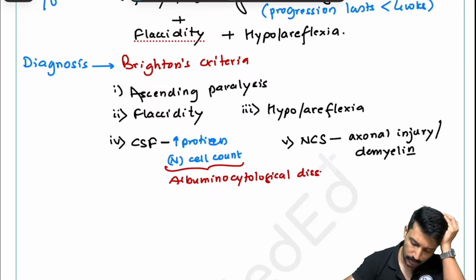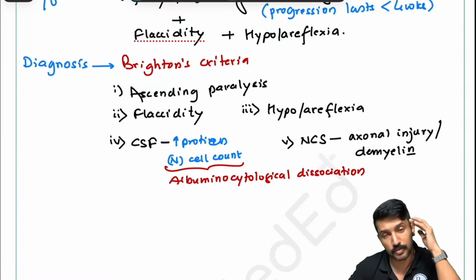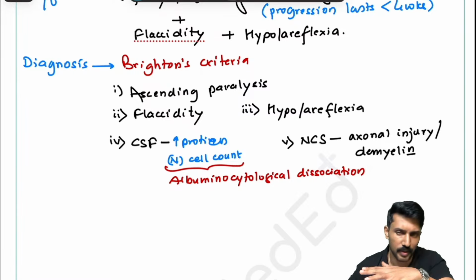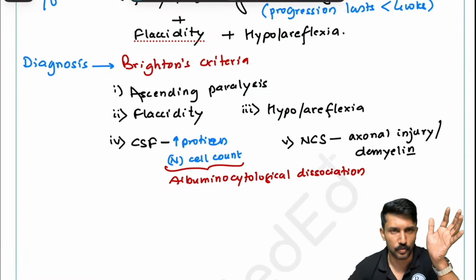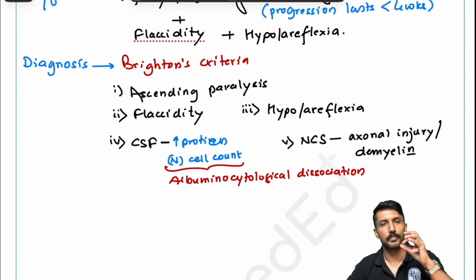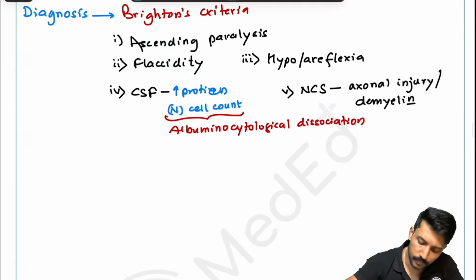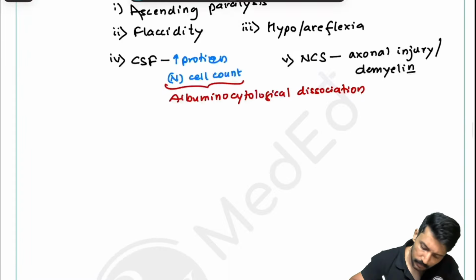Albuminocytological dissociation. A lot of MCQs mention this. The moment you hear this, you know the examiner is talking about GB syndrome. Though it is seen in other conditions also, for the exam, it's always about GB syndrome. So when these criteria are met, we will call it GB syndrome. Now, we will also have some classification of GB syndrome to understand before we talk about the management.